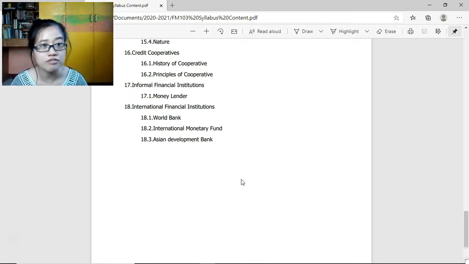And then 17, informal financial institutions, normally just money lenders. And then lastly, we have the international financial institutions. Okay, different countries are usually seeking the help of these financial institutions: World Bank, International Monetary Fund, and then Asian Development Bank. If you hear it from the news, the Philippines, the country, is basically borrowing from these international financial institutions. Okay, so basically, those are the topics that we will be discussing for the semester.